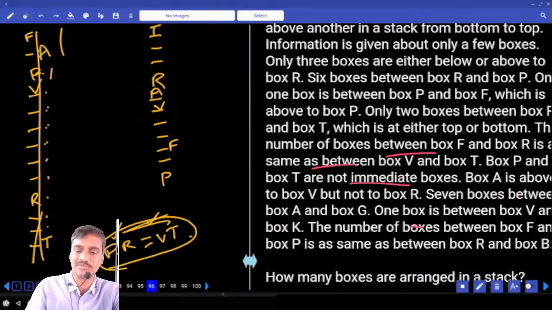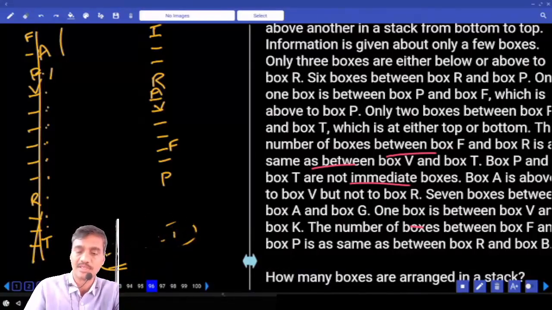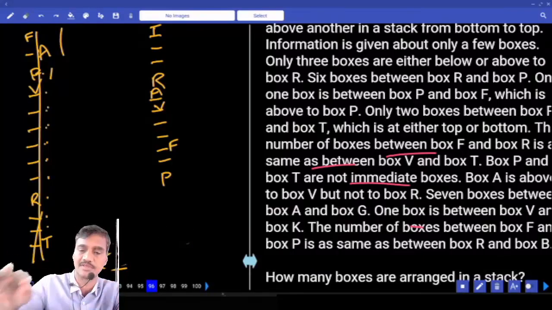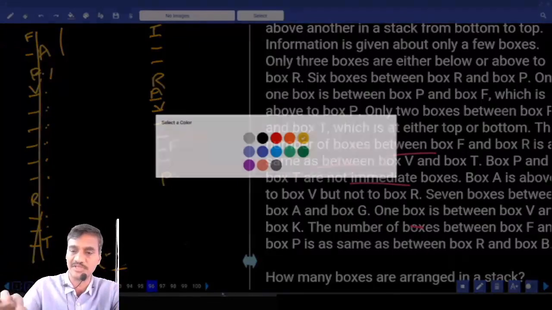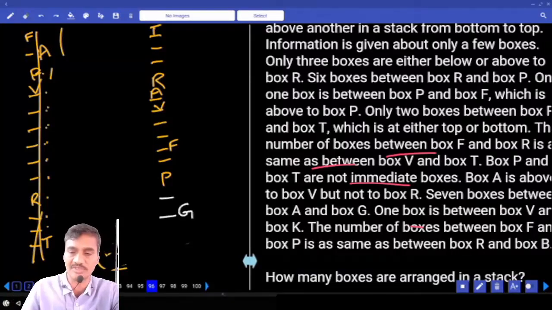And 7 boxes between A and G. We need to have exactly 7. And 7 in between A and G ఎక్కడ వస్తుంది చెప్పండి? G must be below this one. And 7 boxes between A and G. A 1, 2, 3, 4, 5, 6, 7. And so this is 7 boxes between A and G.